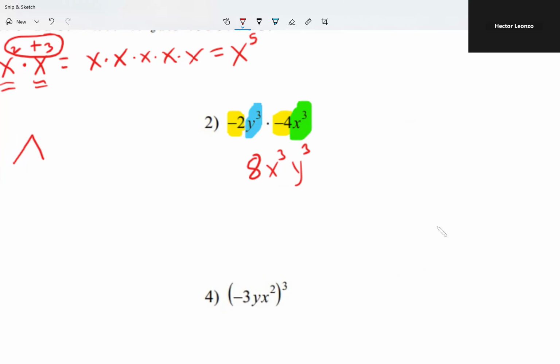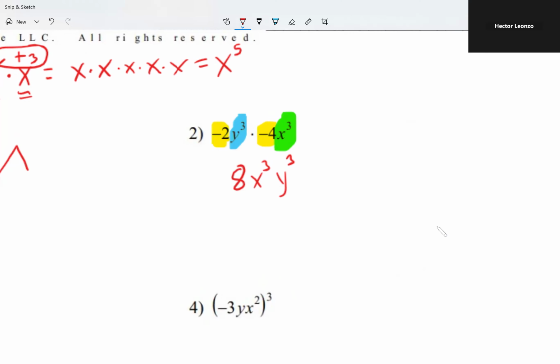Now there's going to be something tricky. Let's say I had an x to the third and an x by itself. When you don't see an exponent, it is 1. Okay? You're going to run into those in your homework. When you don't see an exponent, it is a 1. We didn't run into that here.